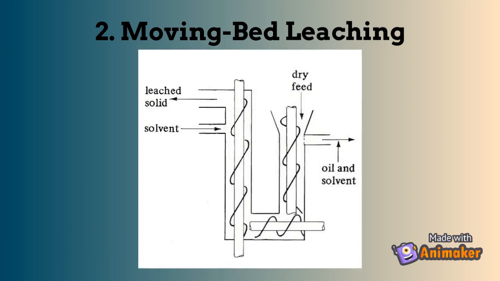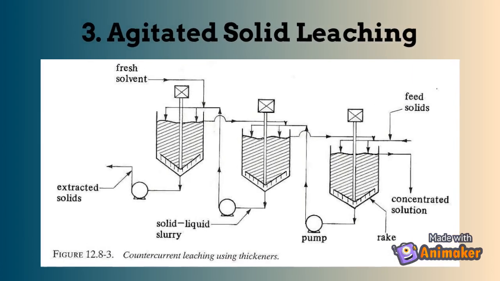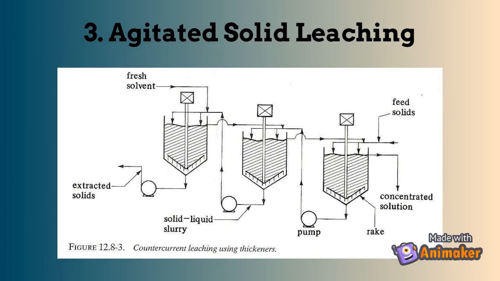Figure shows the Hildebrandt extractor. It consists of 3 screw conveyors arranged in a U-shape. The solids are charged at the top right, conveyed downward, across the bottom, and then up the other leg. The solvent flows countercurrently. Figure shows a countercurrent stage system for agitated solid leaching.